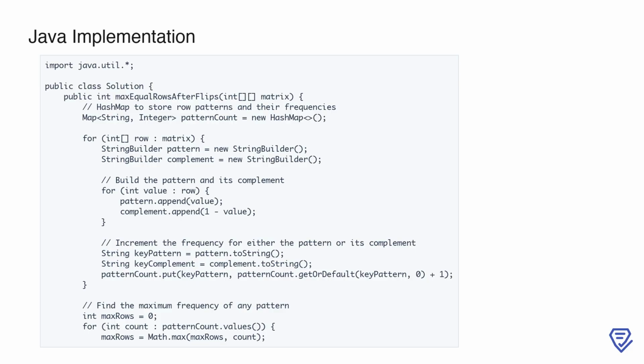identical by flipping columns. To achieve this, we define a hash map called patternCount to store row patterns and their frequencies. For each row in the matrix, we construct 2 strings, one representing the row's current pattern and another representing its complement, which is obtained by flipping every bit in the row. These 2 patterns allow us to account for both the original row and its flipped version. After constructing the patterns, we increment their frequency in the hash map. This ensures that we are tracking the number of rows that align with each specific pattern or its flipped equivalent.